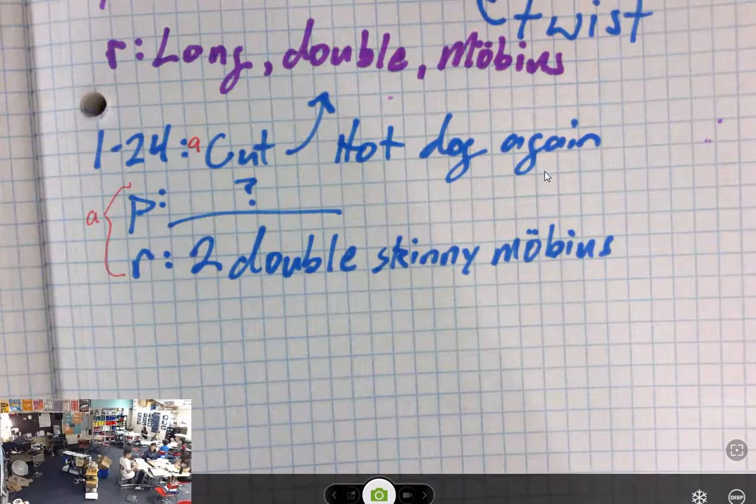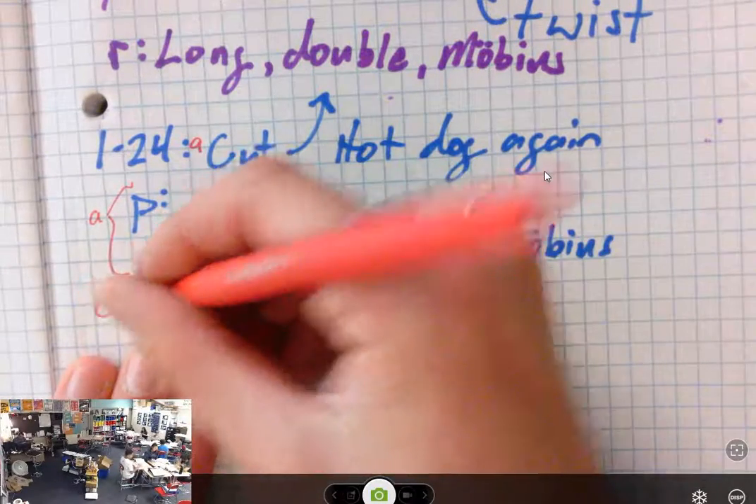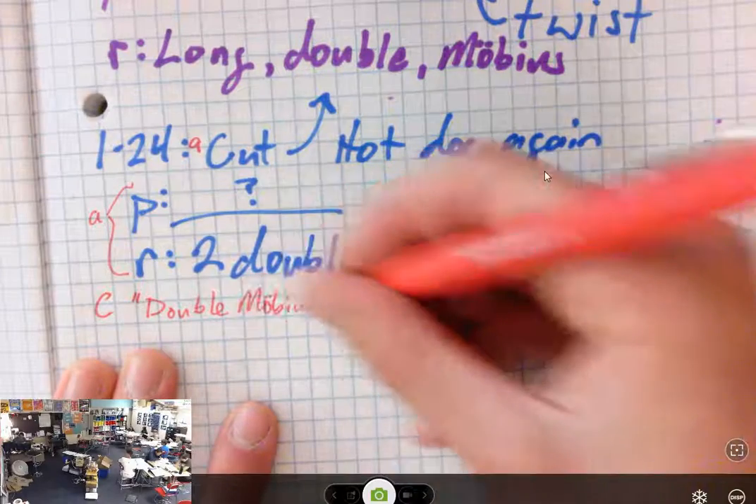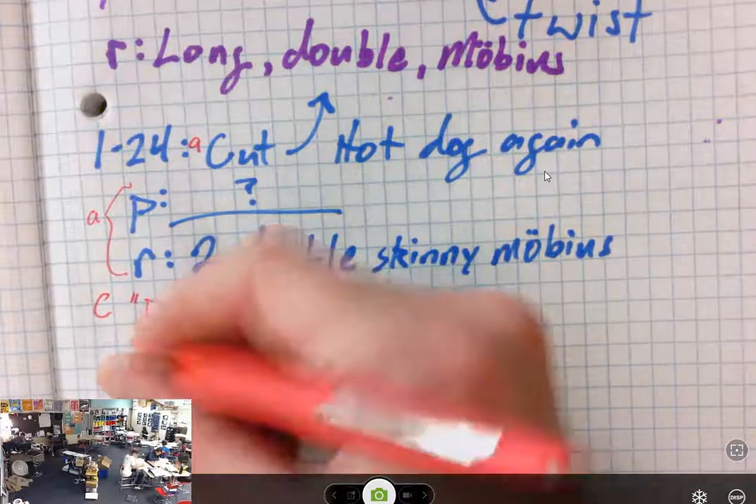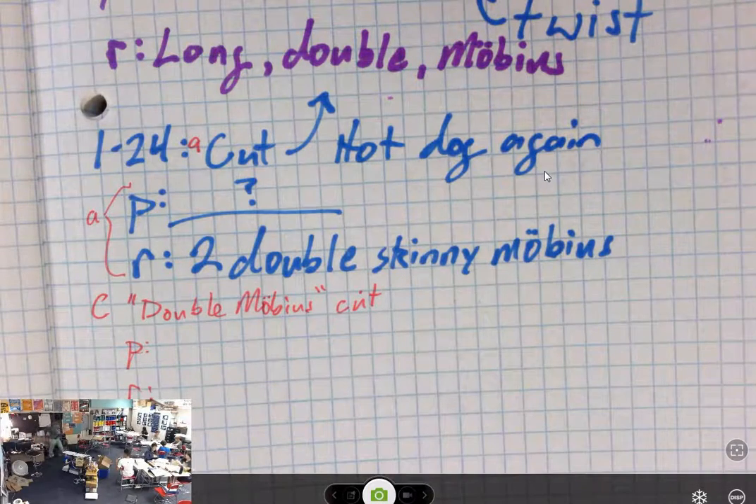But I want to move on to C because the 2 twists. So make a prediction for C. So the double Mobius, so our double Mobius cut. Don't know why I switched colors, but I did. Make your prediction. What do you think is going to happen when we cut it down the middle? And do we cut the double? Shall we cut it now? If you've written your prediction, then yeah.